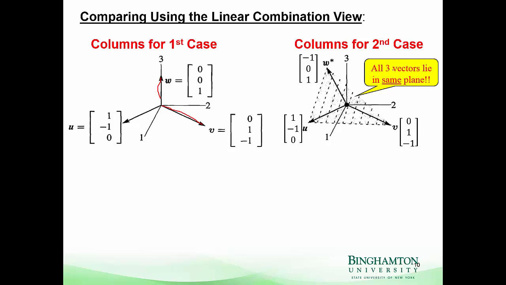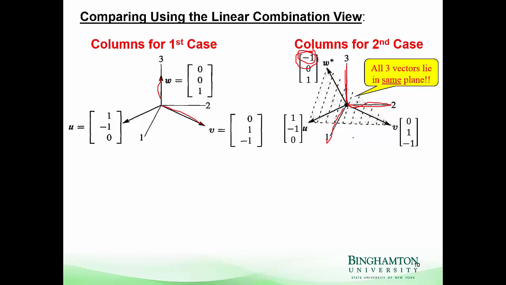Now let's look at the second case. I've got the same U and the same V. The only thing that I changed was W. I changed it to something called W star. And the only thing that's different is this. So this no longer lies perfectly along this axis, and in fact, it no longer lies in this 2-3 plane, because it does have a contribution along the one axis. So it does stick out this way some amount.